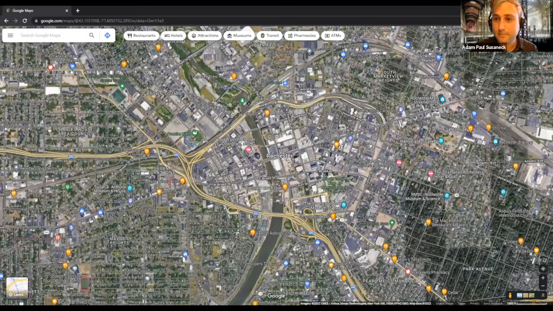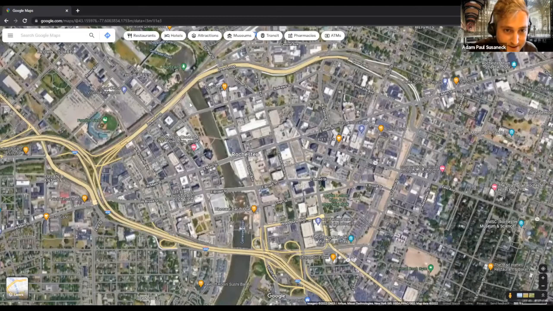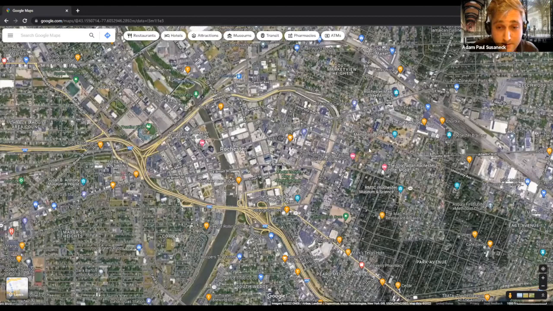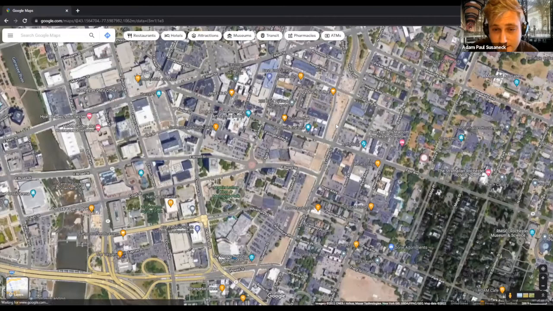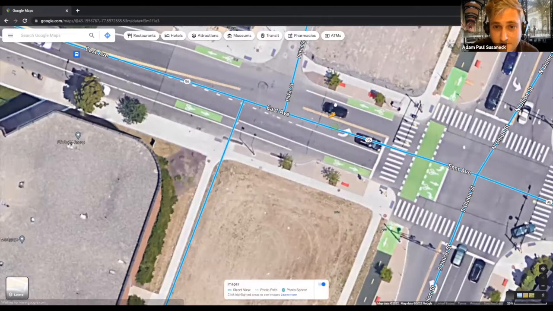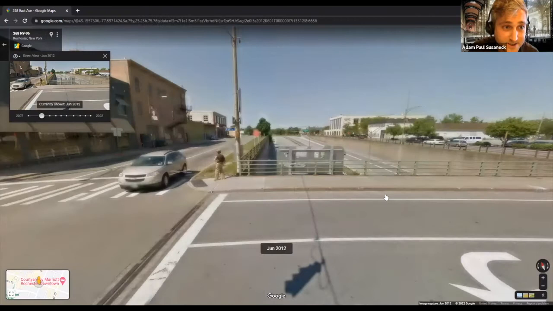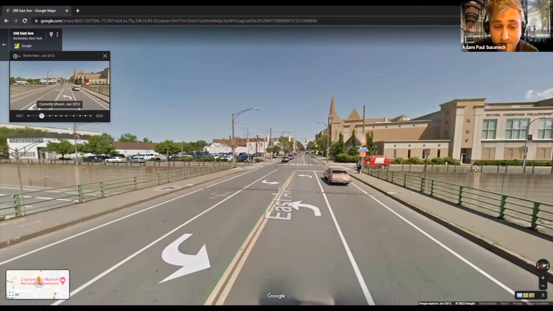Great. So, what I was saying is this inner loop used to make a full loop around inner Rochester, dividing the outer neighborhoods from downtown. But they have since removed the highway, filled it in, and in fact built housing on the site. And what's cool is you can see this. This has happened so recently that you can actually go to Google Maps and do this. So you can see this is where, as recently as 2012, the sunken structure used to be, dividing this neighborhood from the CBD.